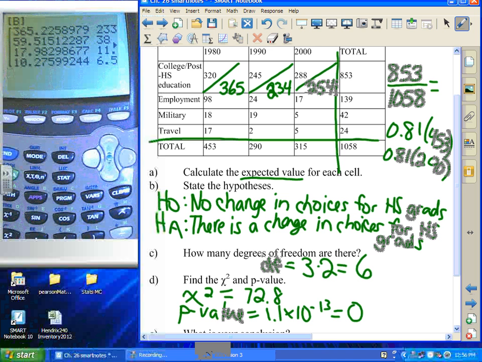So 360, 365, 234, and hopefully that one was 254. So go back and write those in. And you do need to do that with your homework.